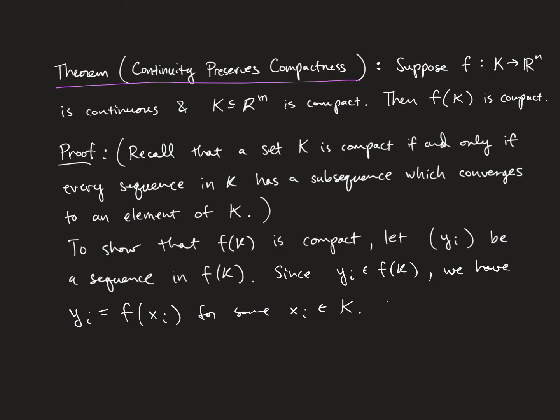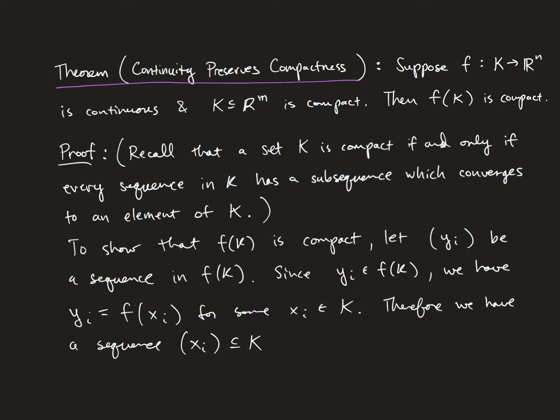So this means, therefore, we have a sequence x_i in K. And K is compact, right? We have a sequence in K, and K is compact. So we're trying to use this fact up here to prove that f of K is compact, but in the middle of this, we also have to use this fact when we're talking about the set K itself. And so we're kind of using this fact two different ways. We're using it on f of K, and we're also using it on K.